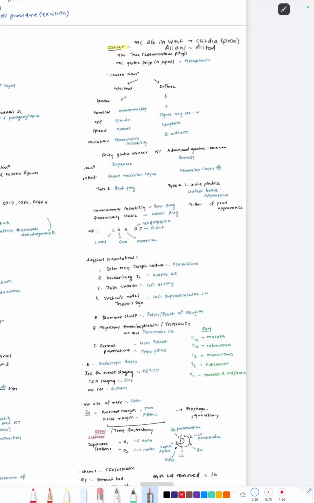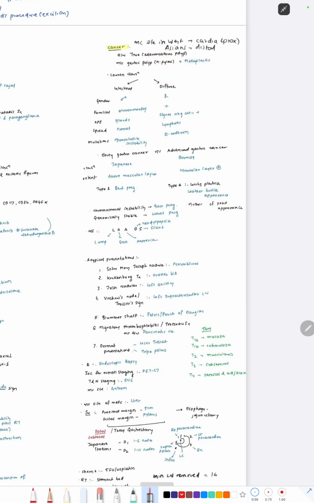Then the next is going to be cancer. The most common site for gastric cancer in the Western population is going to be the cardia, while in Asians it is going to be the distal part. Associated with the true polyp is the adenomatous polyp. The most common gastric polyp seen in H. pylori is the metaplastic polyp.